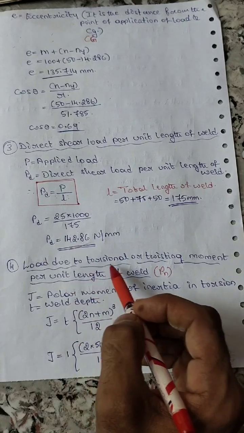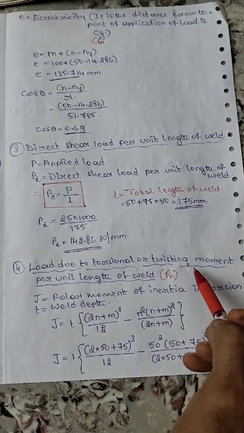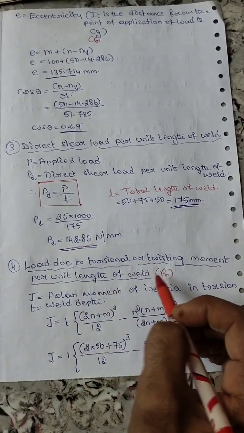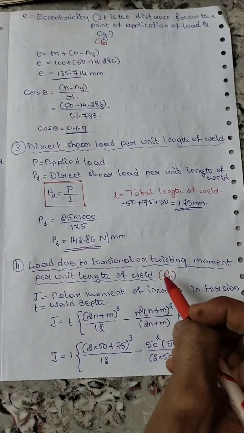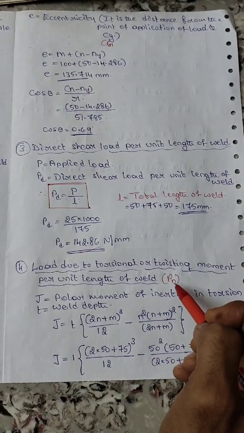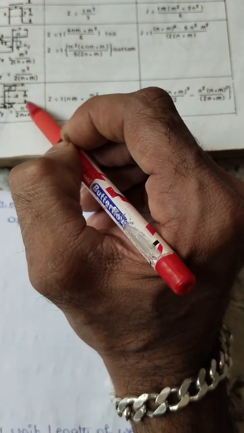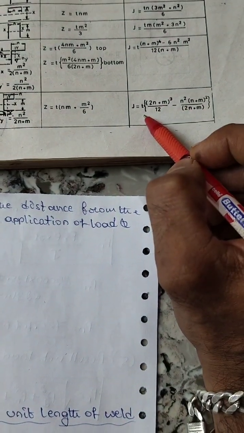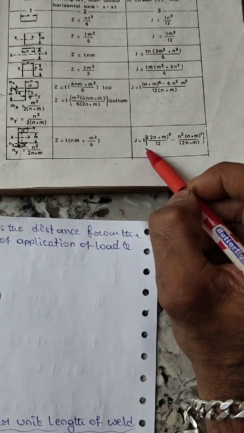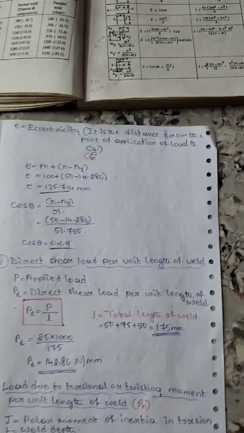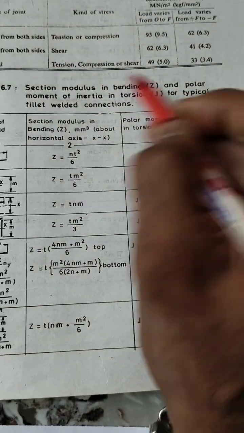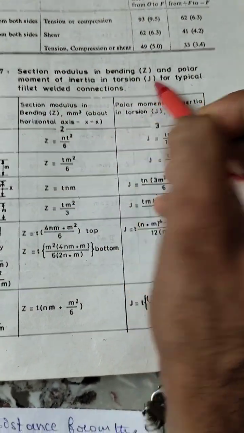Next, load due to torsional or twisting moment per unit length of weld. For the torsion or twisting moment, I have considered Pn. This equation is available in your data handbook. This is the sketch and this is J. J is the polar moment of inertia in torsion. Here you have the equation.